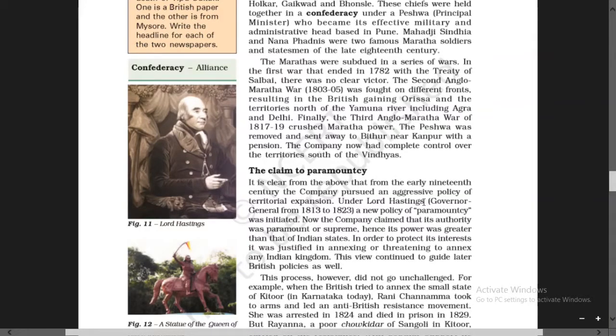Under Lord Hastings, Governor General from 1813 to 1823, a new policy of paramountcy was initiated.